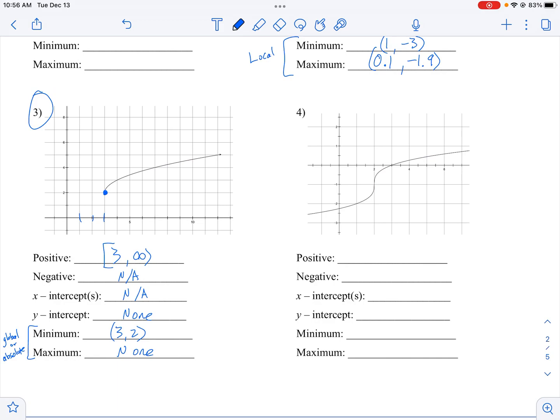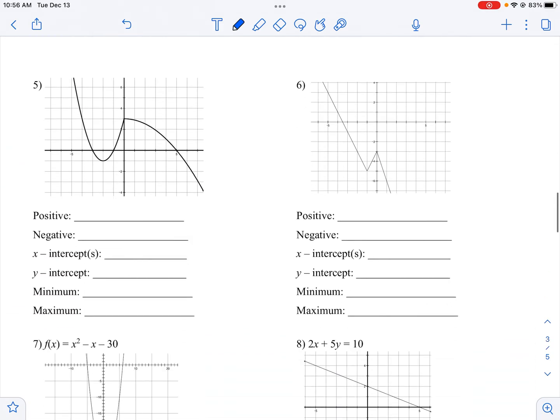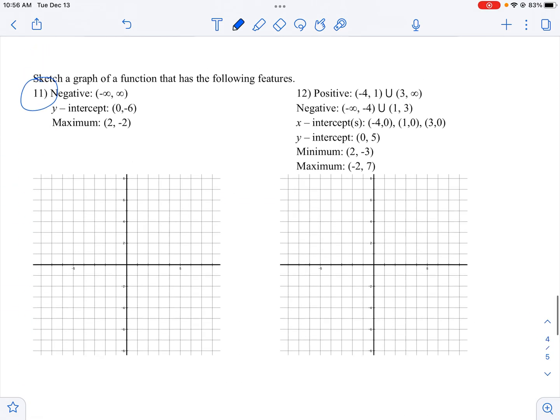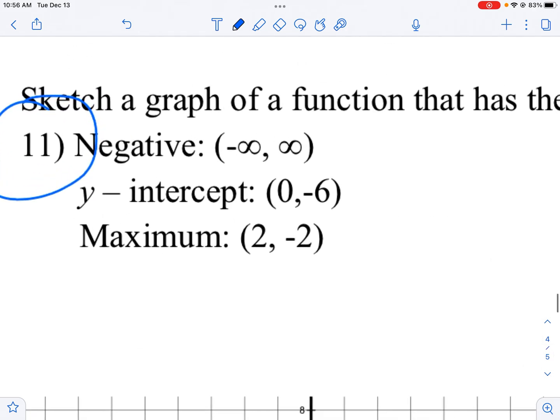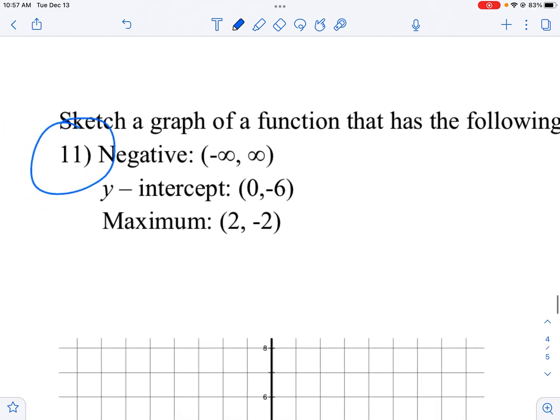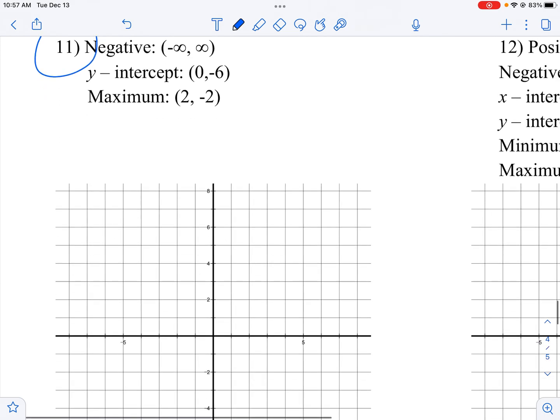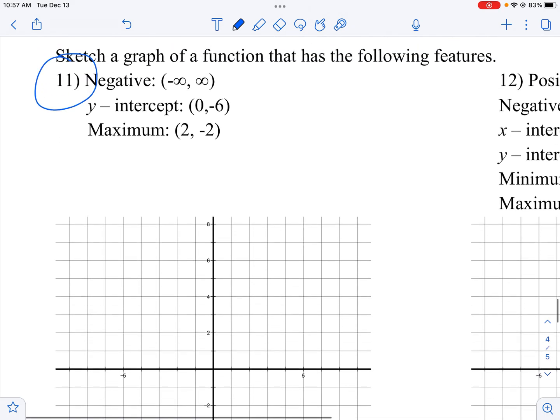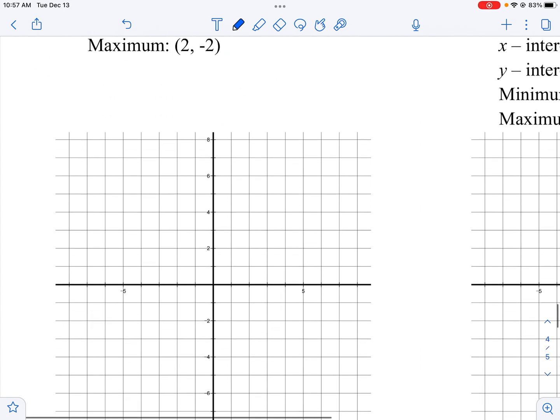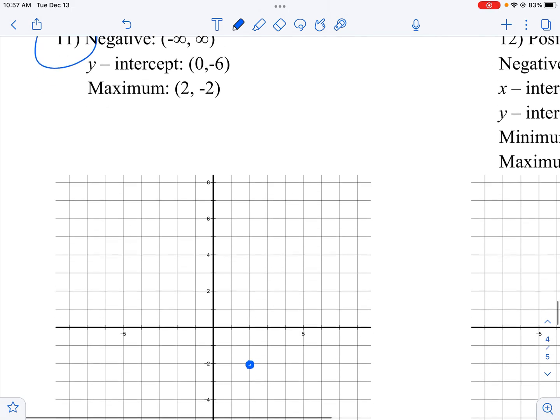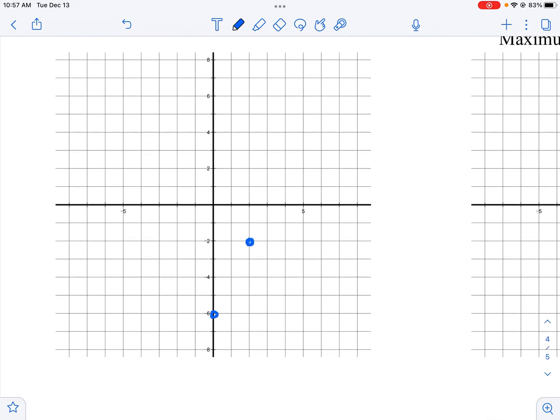You just have to know some of the definitions for stuff. Let's jump to one last example, which is just taking a moment to graph a function that has these properties. I'm going to give you a couple tips. First things first, if there are any points, graph them, because you know it has to hit those points. So I have a maximum at 2, negative 2, so I'm going to put that point, and it has a y-intercept at 0, negative 6.